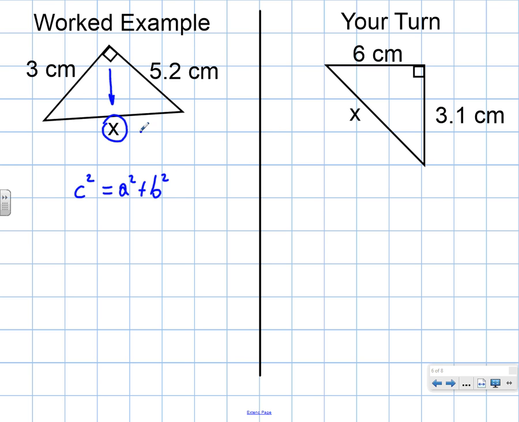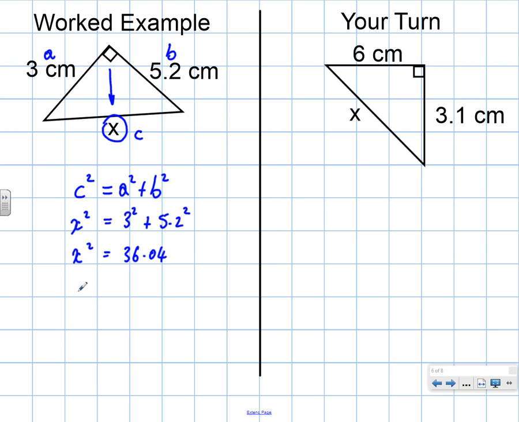So I'm going to label this side X as C. I can label the 3 as side A, and I can label the 5.2 as side B. And when I substitute in, I'm going to substitute and replace the C with the letter X. Side A is the 3 centimeters, and side B is the 5.2. And on my calculator, if I've got a scientific calculator, I can just type in 3 squared plus 5.2 squared in one go and get my answer as being 36.04, and that is equal to x squared.